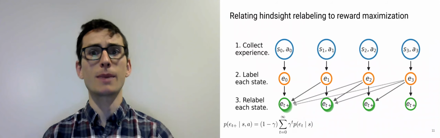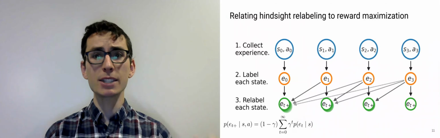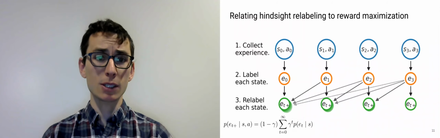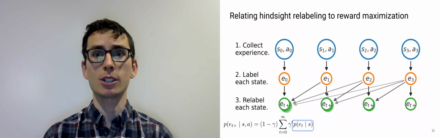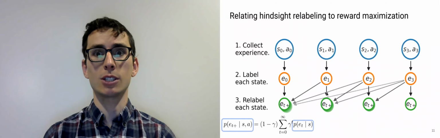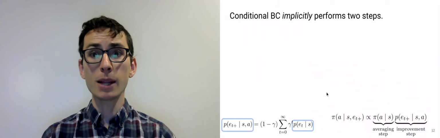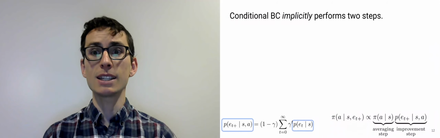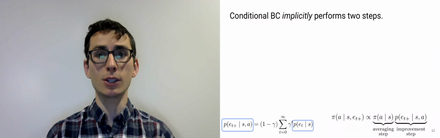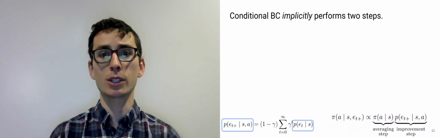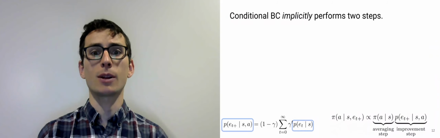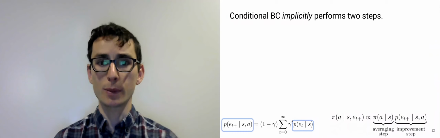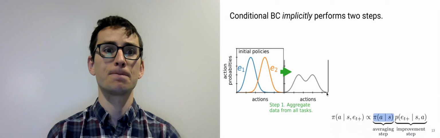Now, how does this relate to maximizing rewards? Well, this distribution over future outcomes looks a lot like the expected reward objective, where this term looks like a reward function, and this term looks like a Q function. And by applying Bayes' rule, we can directly see what conditional behavioral cloning should learn. It should look like this policy shown on the right, that's composed of two terms. The first one corresponds to averaging together policies, and the second one corresponds to improvement. Let me show you what that means.